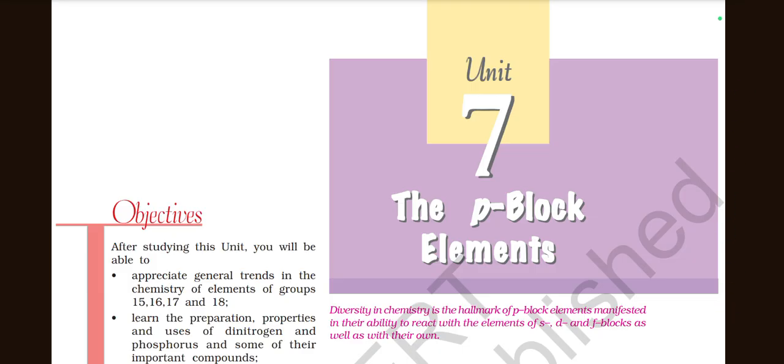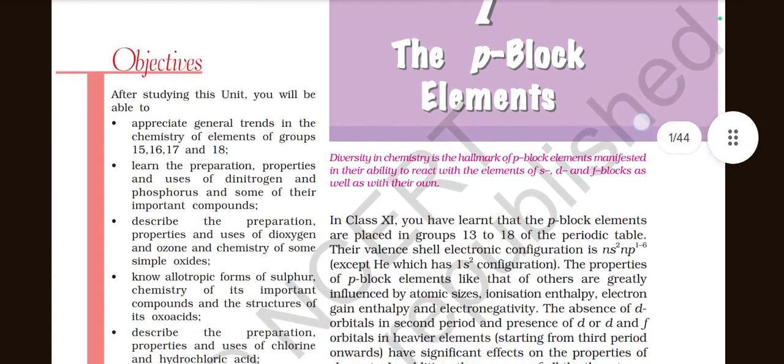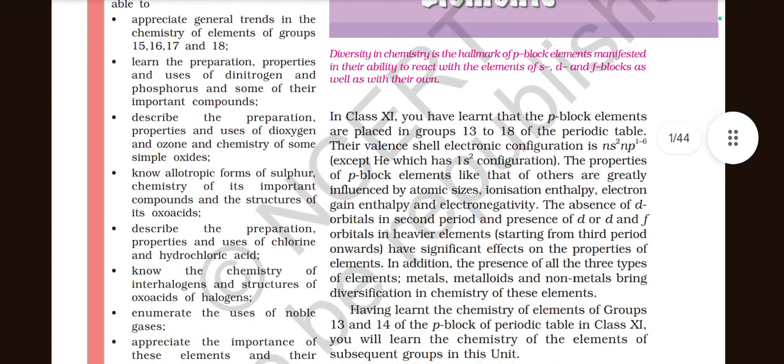In this video, I am going to read the chapter The P block elements. The P block elements are placed in group 13 to 18 of the periodic table. Their valence shell electronic configuration is ns2 np1-6.